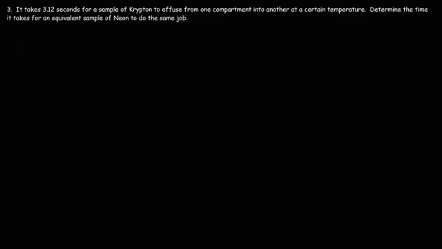Now let's move on to our last problem. It takes 3.12 seconds for a sample of krypton to effuse from one compartment into another at a certain temperature. Determine the time it takes for an equivalent sample of neon to do the same job. So in this case, this problem is dealing with time and not rate. So how do we solve this one?